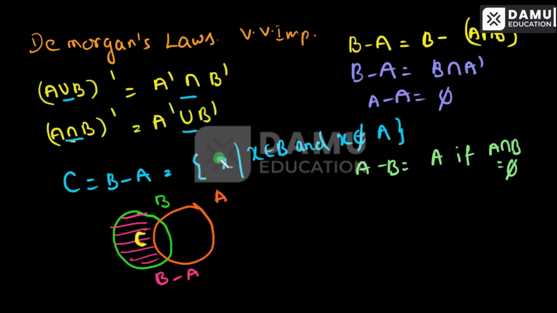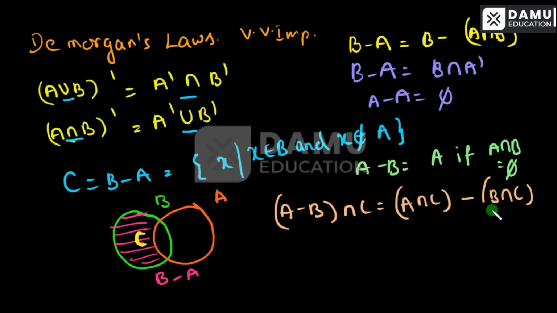Then what is the next one? Next one you can write like this. (A minus B) intersection C will be equal to (A intersection C) minus (B intersection C). So here we are taking intersection and minus. Then A complement will be equal to I minus A.